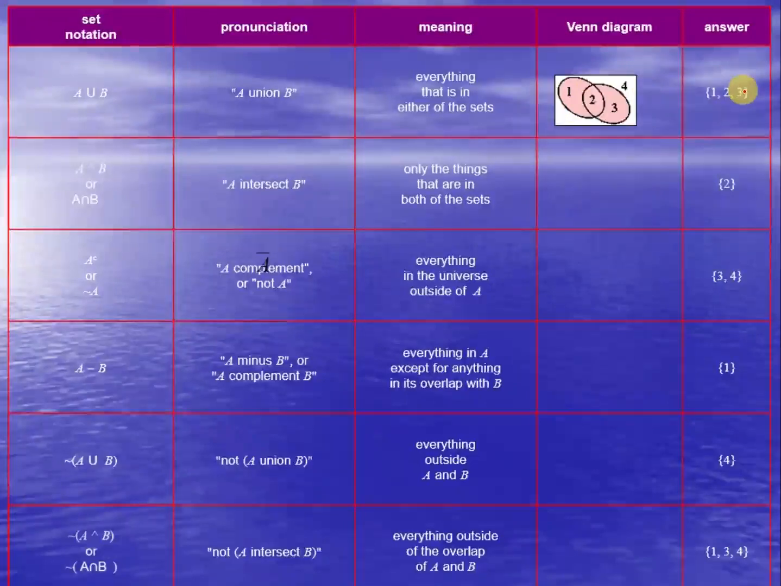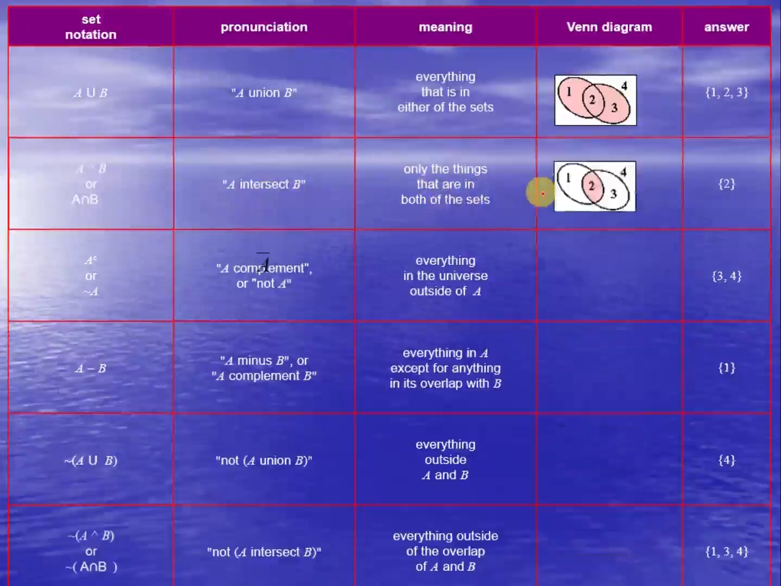The next one is A intersection B. Intersection here means the things that are in A and are in B at the same time. So only the things that are in both sets. You see that 2 is in A, 1, 2, and it's also in set B. So we pick 2 as what? The intersection. So intersection is the numbers that appear in both set A and set B. We pick those ones. So here we have only 2 appearing in both of them.